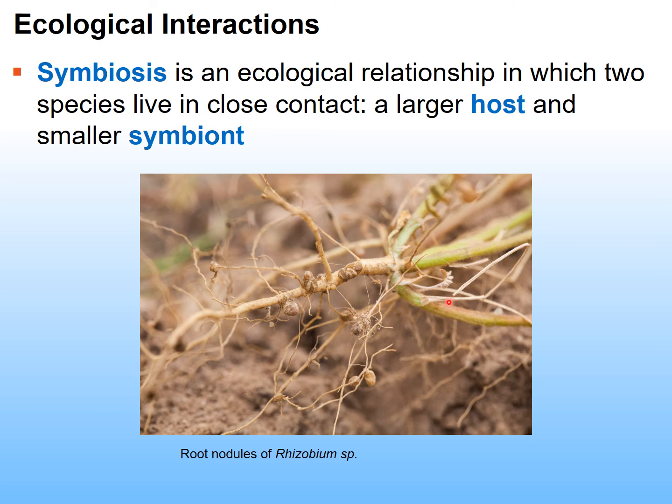One example would be the root nodules, right? So this is rhizobium. It's a bacteria that lives in the roots of plants. So we've got the plant root, which is the host, and then nodules that are formed at the plant root underground. Often the rhizobium can fix nitrogen, convert it to ammonia, and then the ammonia can be used by the plant, right? So that provides a benefit for the plant. And then, of course, the plant provides a home for the rhizobium.